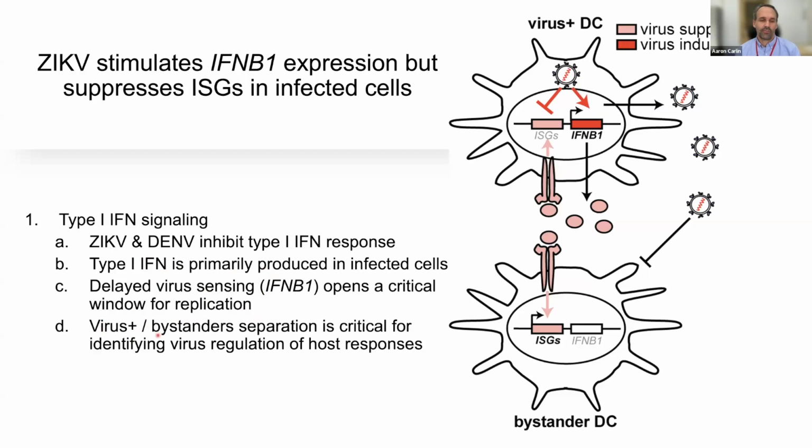And really, if you don't separate the virus and the bystanders in order to look at these responses, what you would have concluded from this is that infected cells make interferon beta and interferon stimulated genes, but in fact, they don't. It's only by separating the infected from the bystander cells that you're able to understand that the interferon stimulated gene response is lost. And that's consistent with previous publications from Adolfo Garcia-Sastre's group and others, that Zika virus is able to degrade STAT2, and dengue virus can degrade STAT1 and STAT2, and that allows for the blockage of the interferon stimulated gene production.